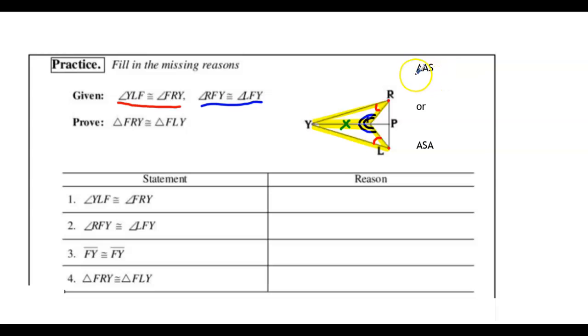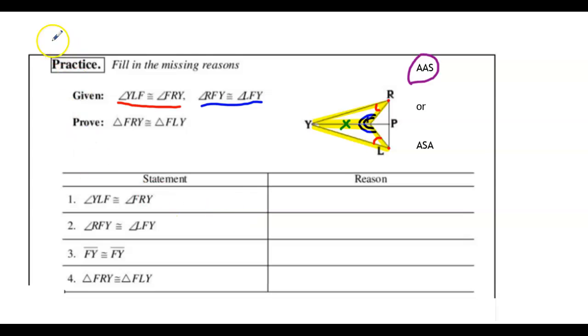In this case, the side is not between the 2 angles, or in other words, it's not included. I have an angle and an angle here. The included side would be RF, but I don't know RF. I know that the side that is given to us is FY, which is not included, which means I'm going to be using the AAS postulate.